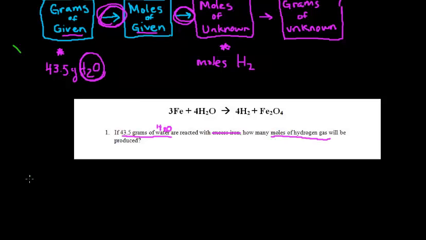So I've got 43.5 grams of H2O, and then I know that I'm going to have two conversions, so times 1 times 2 equals, and then I always want to put down what I'm trying to find, moles of H2.